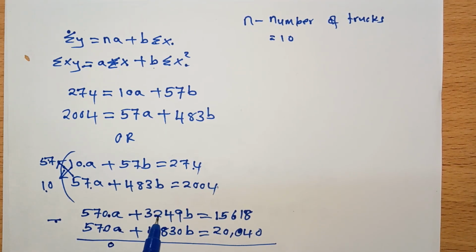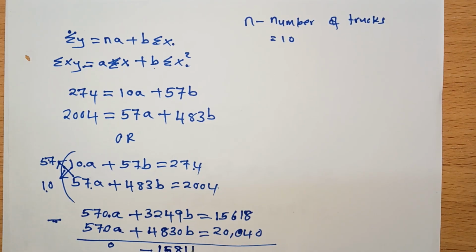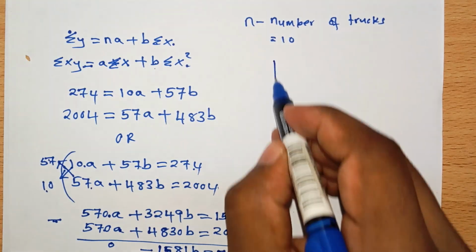So 3,249 minus 4,830 will give you negative 1,581b. Then we have 15,618 less 20,040. Obviously it will give you negative 4,422. Let us now proceed.